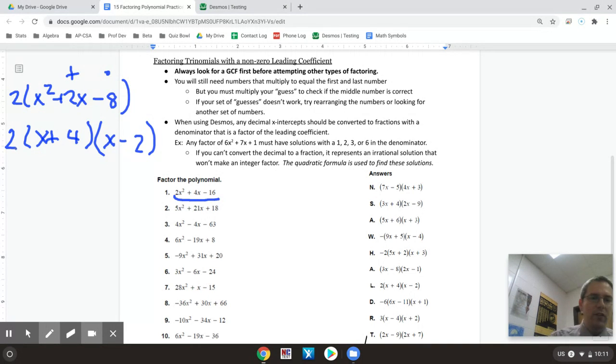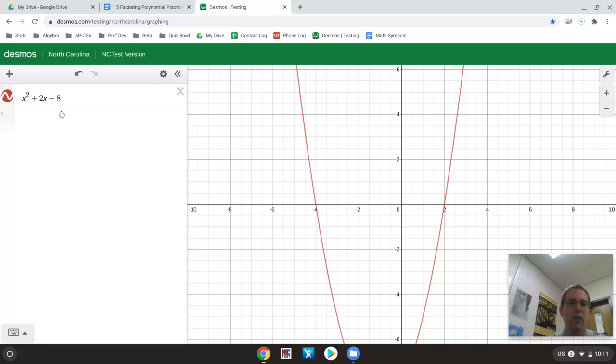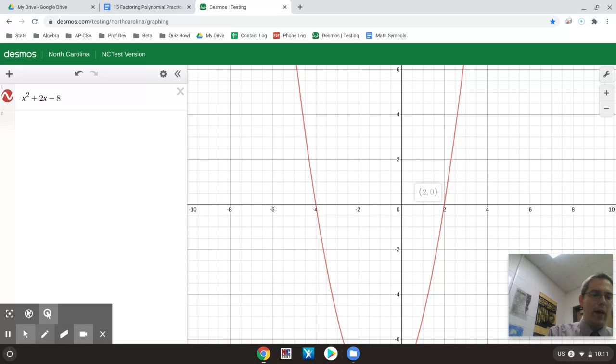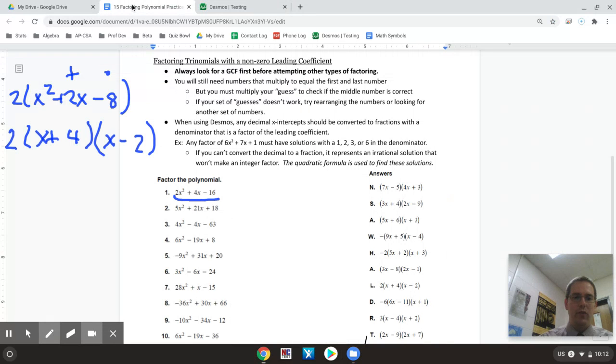Now, once you factored out that GCF, you could have used Desmos as well. If you notice on Desmos, x squared plus 2x minus 8 had x-intercepts of -4 and also positive 2. What I could do is say that the -4 gives a factor of x plus 4, and the positive 2 would be a factor of x minus 2, and then that would have been the same answer I had over here on number 15.